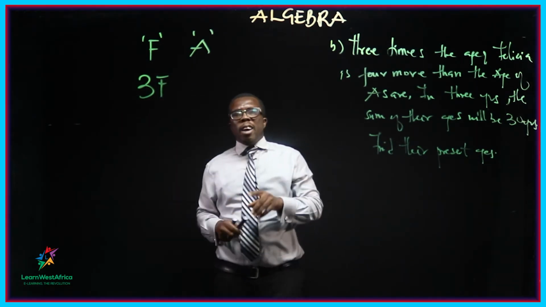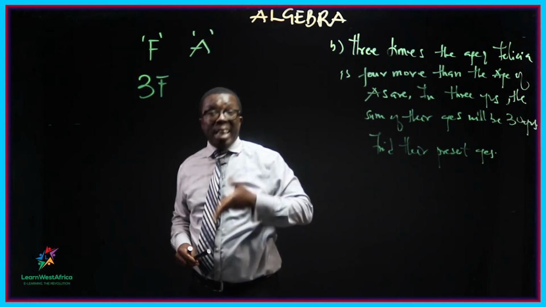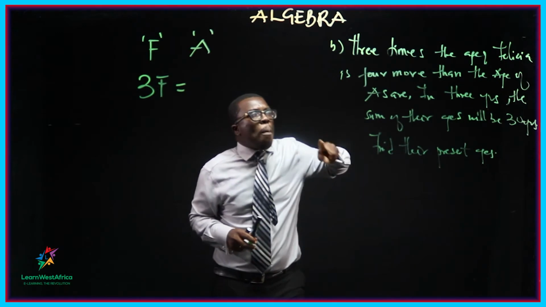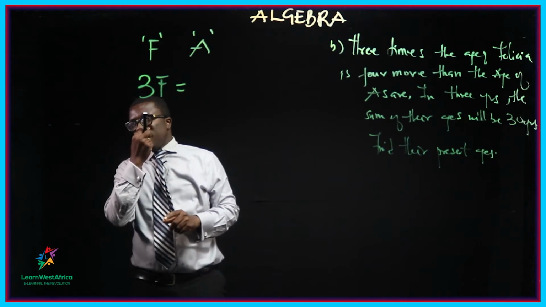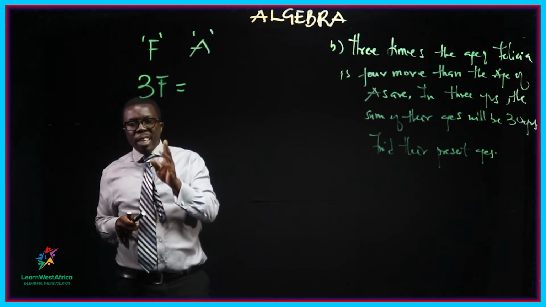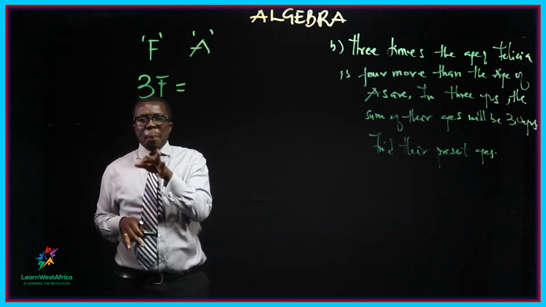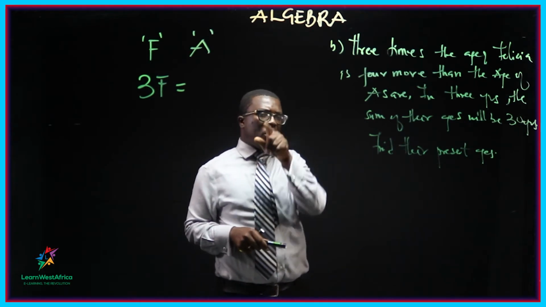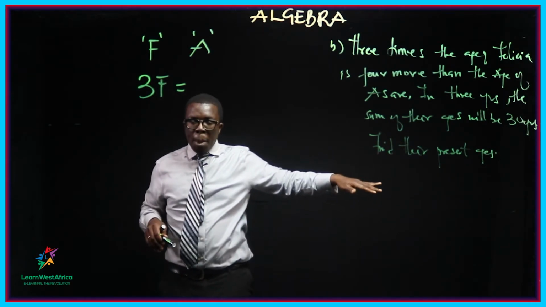Then "is" means equal to. So "is" becomes the equal sign. Then "is 4 more than the age of Asari". With "more than" or "less than", you need to decide whether it is plus or minus. If the question says more than, it is a plus, and otherwise a minus.